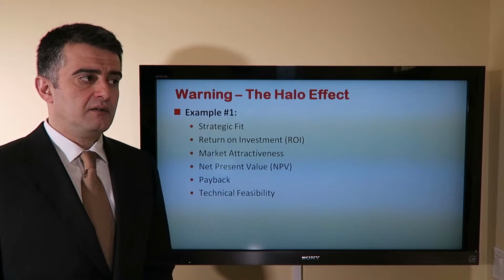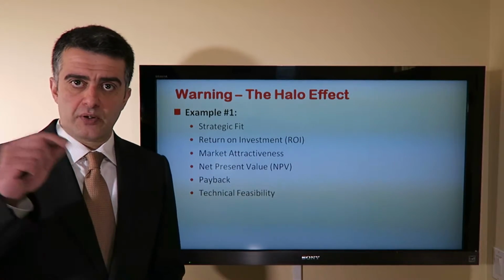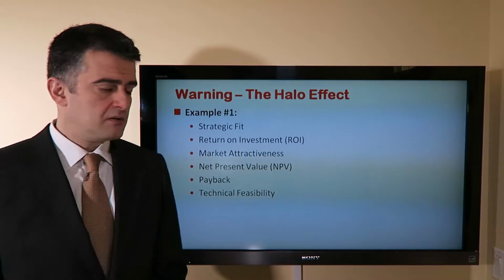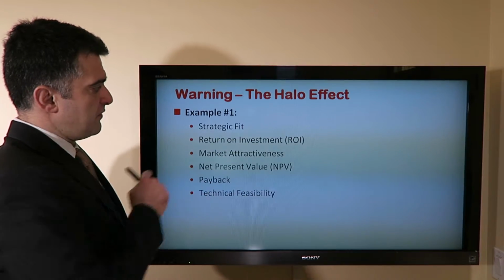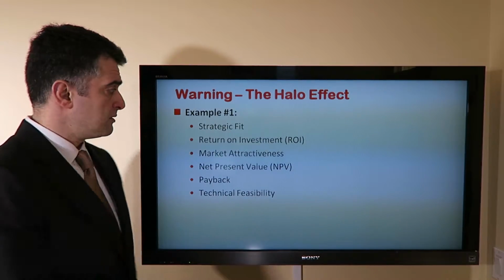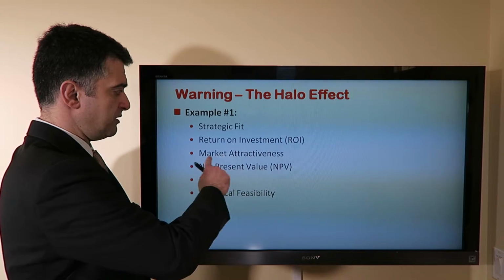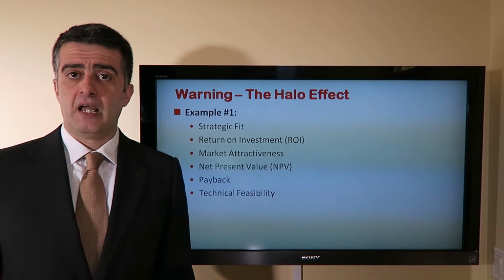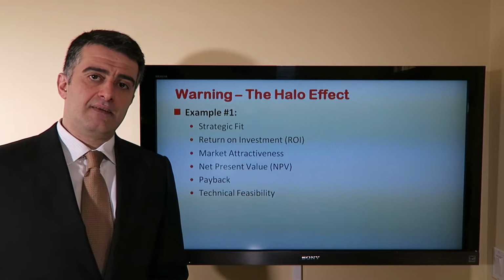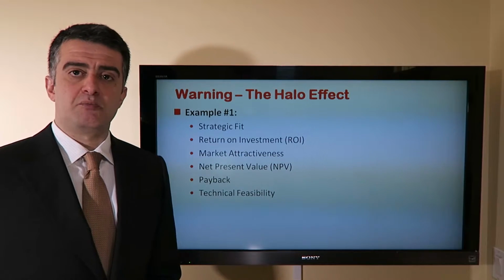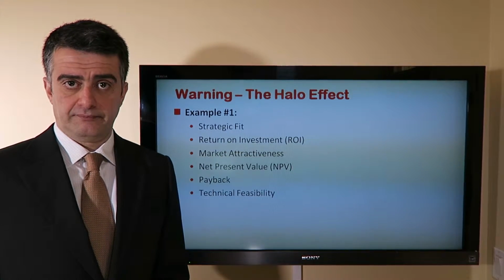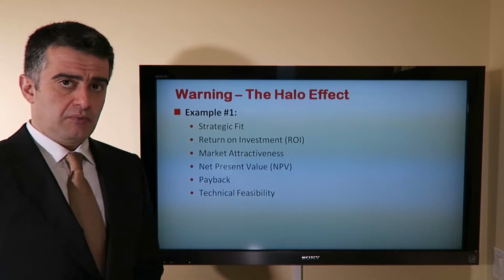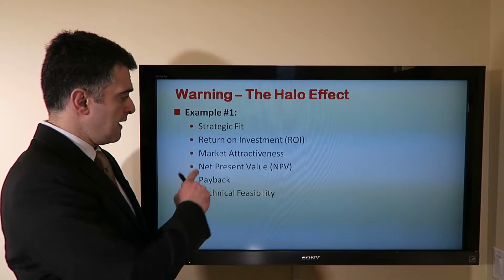One client of mine, when we were developing a scoring model and we went through the voting exercise with 3 check marks, we ended up with the following variables: strategic fit, return on investment, market attractiveness, net present value, payback, technical feasibility. Take a closer look at this list. Do you see any potential problems here? Here's the problem, and hopefully you noticed that.